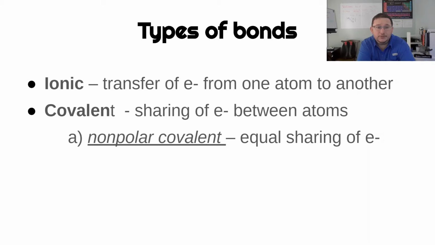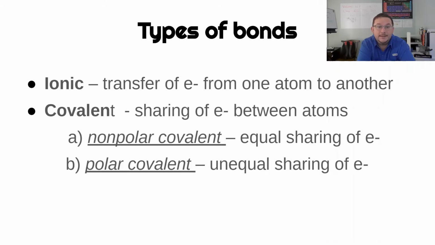Now, beyond that, we actually have two types of covalent bonds. We have a nonpolar covalent bond, which means that there is an equal sharing of electrons. All right, they're shared equally, meaning they're not closer to one atom or the other. They're shared equally in between them. And then a polar covalent bond.